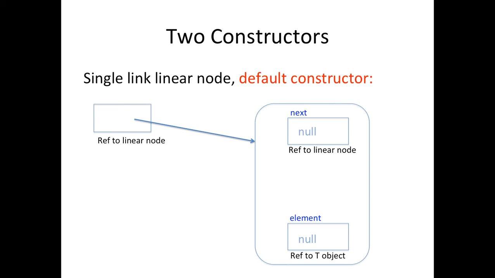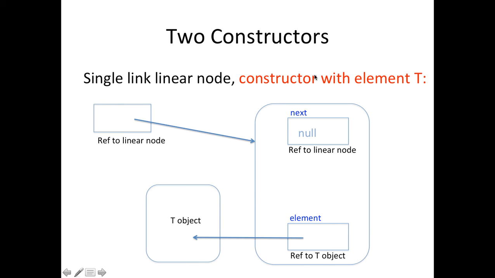So we probably have two different constructors. If we create a single link linear node using a default constructor, what we're going to end up with is this linear node object, and the next reference is going to be initialized to null, and the element is going to be initialized to null because we haven't passed in the object we want this linear node container to store.